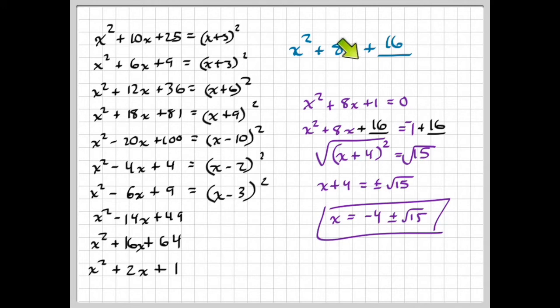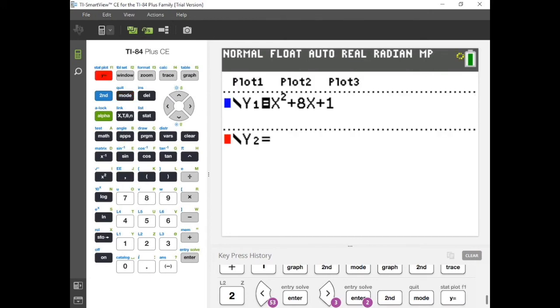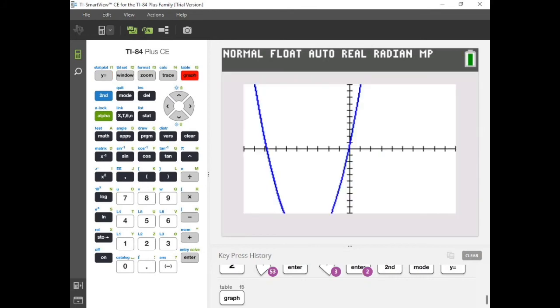Now what I want to do is graph this nasty looking equation so you guys can see that this right here is the solution still. Check this out. You see the negative 4 plus rad 15? I plug that in, I get this number. Negative 4 minus rad 15, I get this number. I'm going to go over to the y equals window, plug in the x squared plus 8x plus 1, and then graph it. Look, there it is.